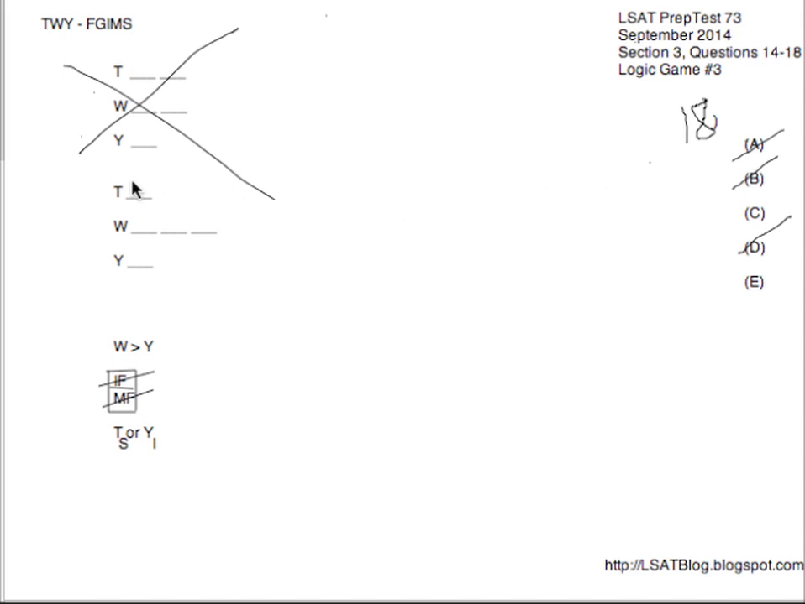Well, if we gave T I only, we run into the issue with the third rule, where if T does not have S, Y has to have I. That's the very reason that 15's answer was D. So T could not have I only, because then we won't be able to fulfill the condition of that rule. So for that reason, C is gone, and we're left with E by elimination. We don't even have to test it out. And that's the game.